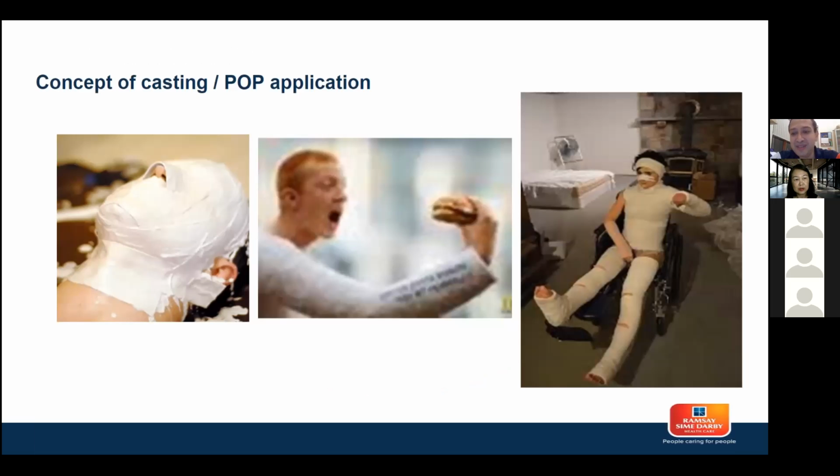Okay, casting. I was asked to do a little bit on POP casting. So this is how not to apply a cast for most people. If you do, then yeah, never mind. But casting in itself is a bit of an art, so you need to be a little bit smarter about how to do it.